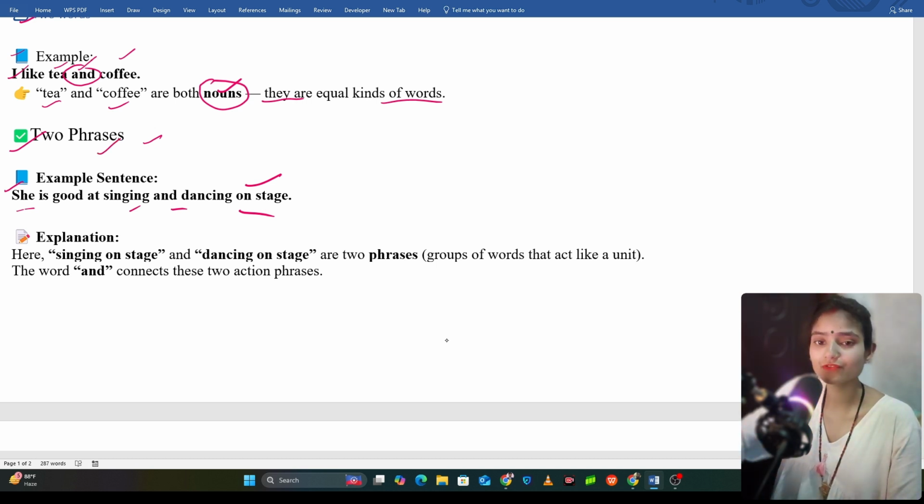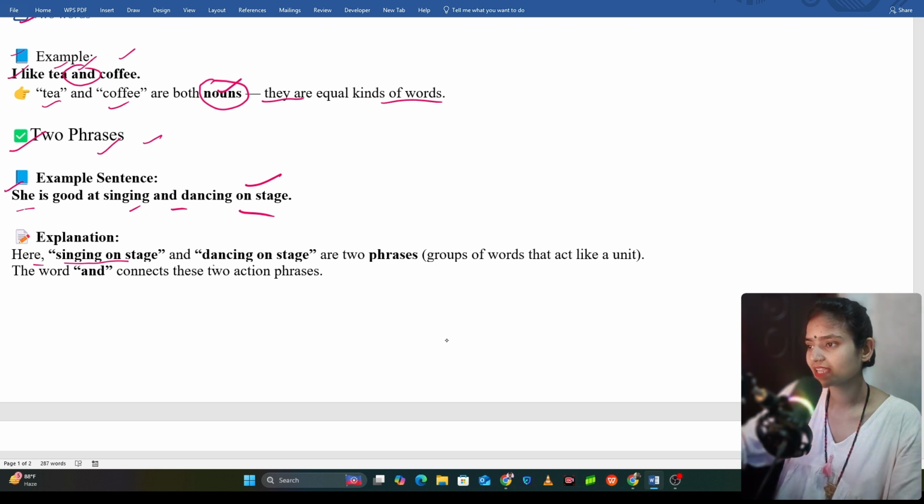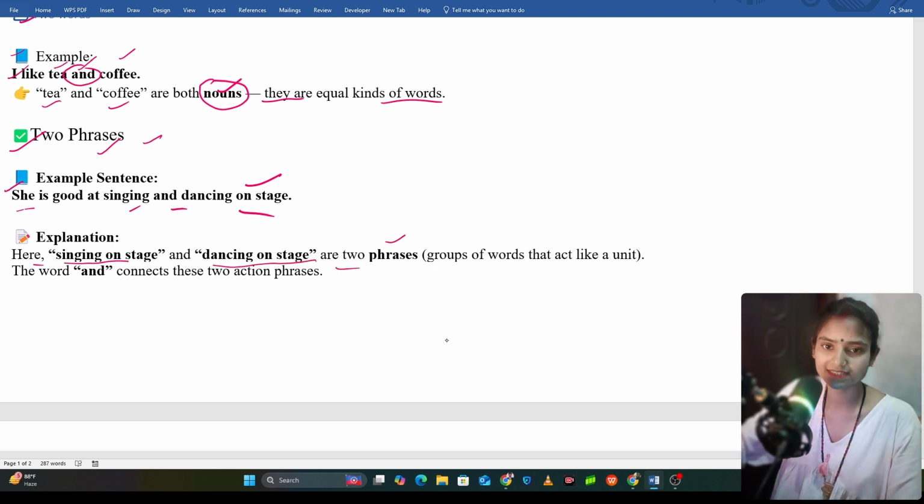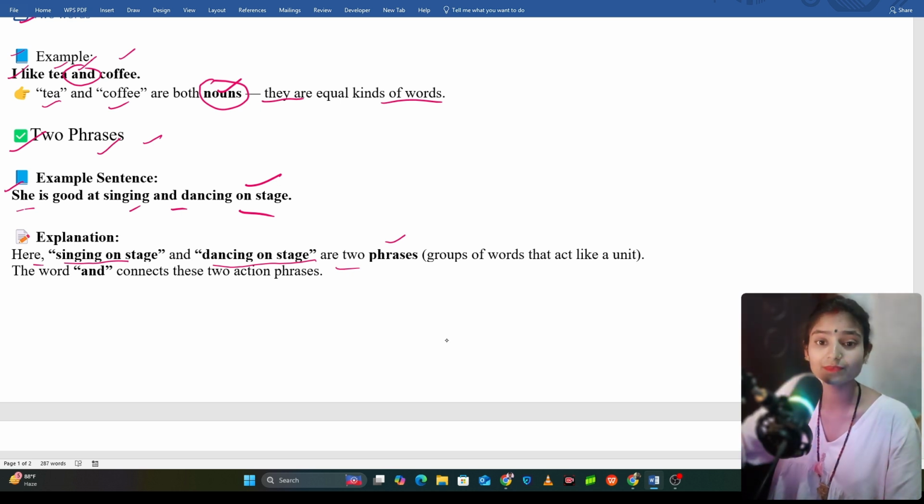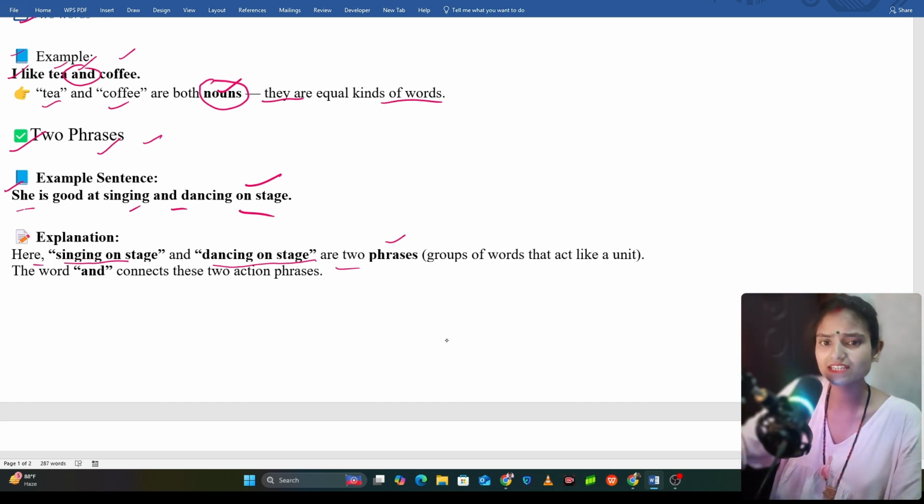See, it is talking about phrase here, no? So where is the phrase here? See here, singing on stage and dancing on stage. Okay, singing on stage and dancing on stage are two phrases. Yes or no? Because singing on stage means what? It is not making a complete sense. It is incomplete sense. Yes or no? And dancing on stage also what? It is incomplete sense. So these are called what? These are called phrases. So the word and connects these two action phrases.